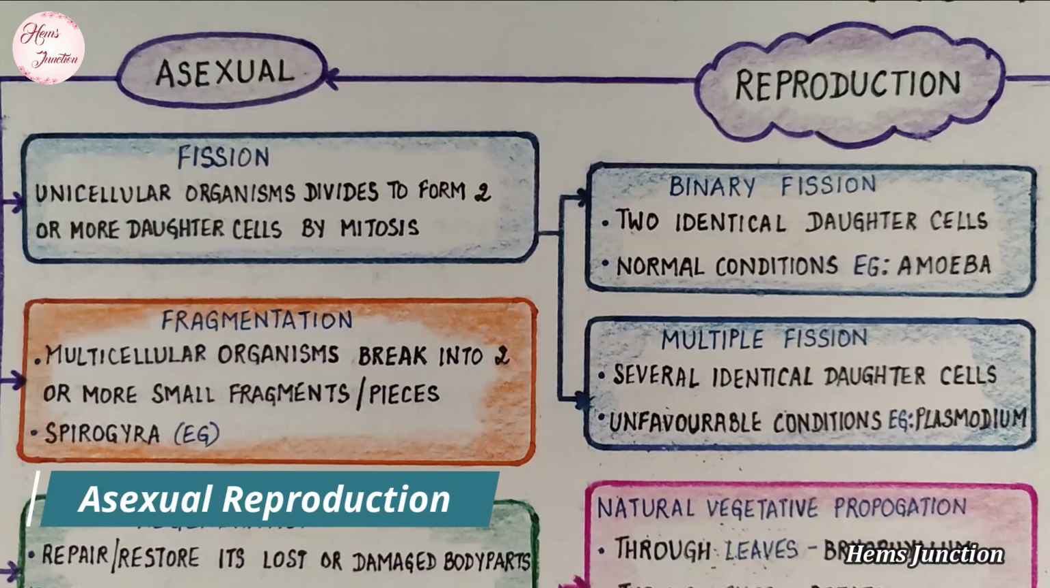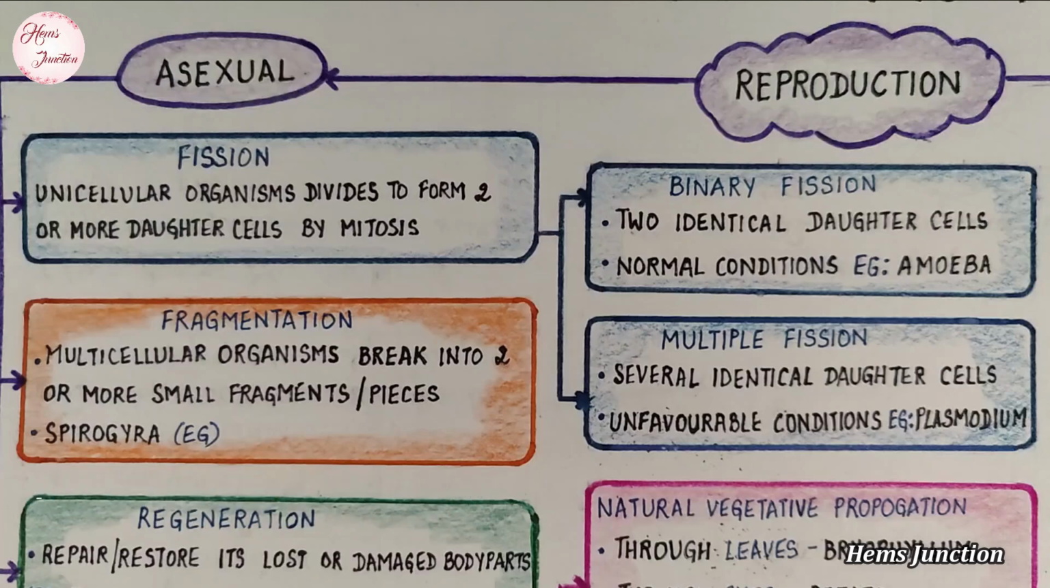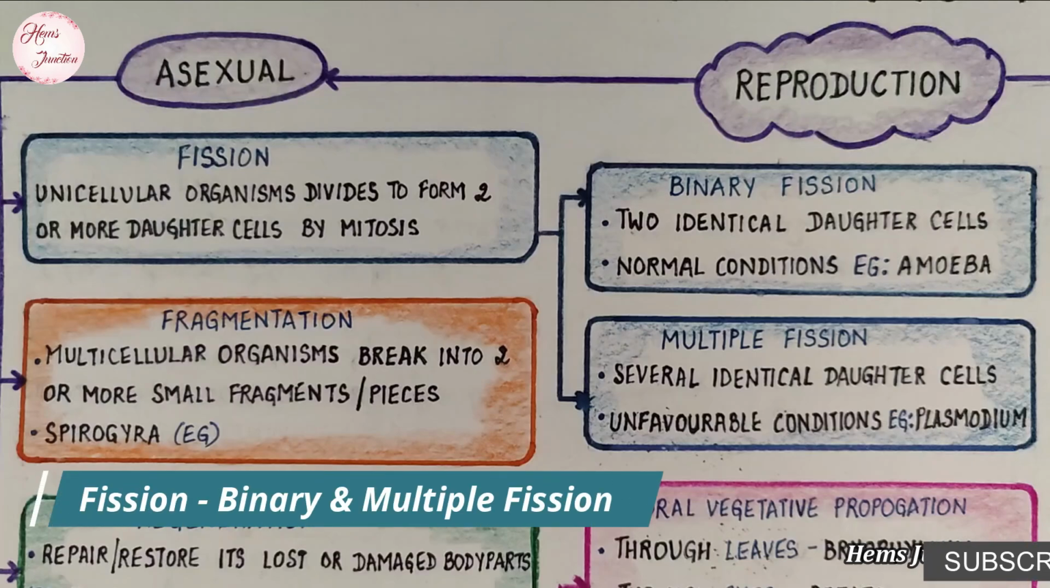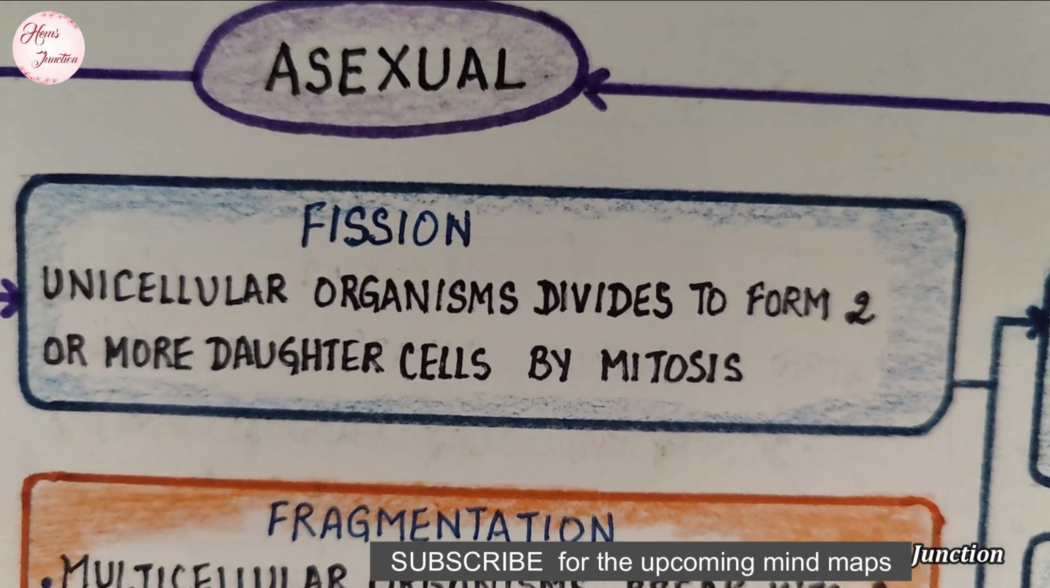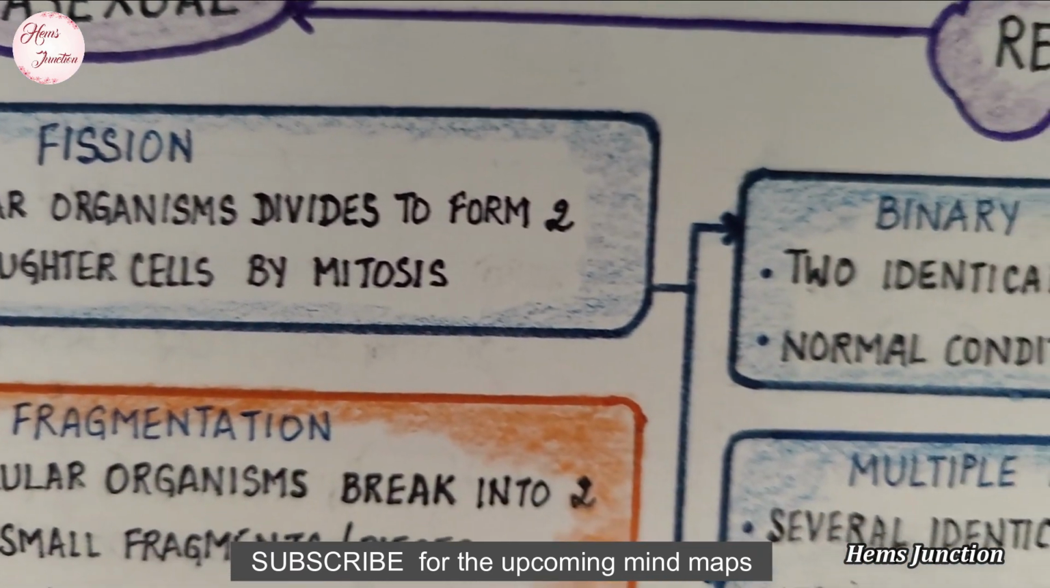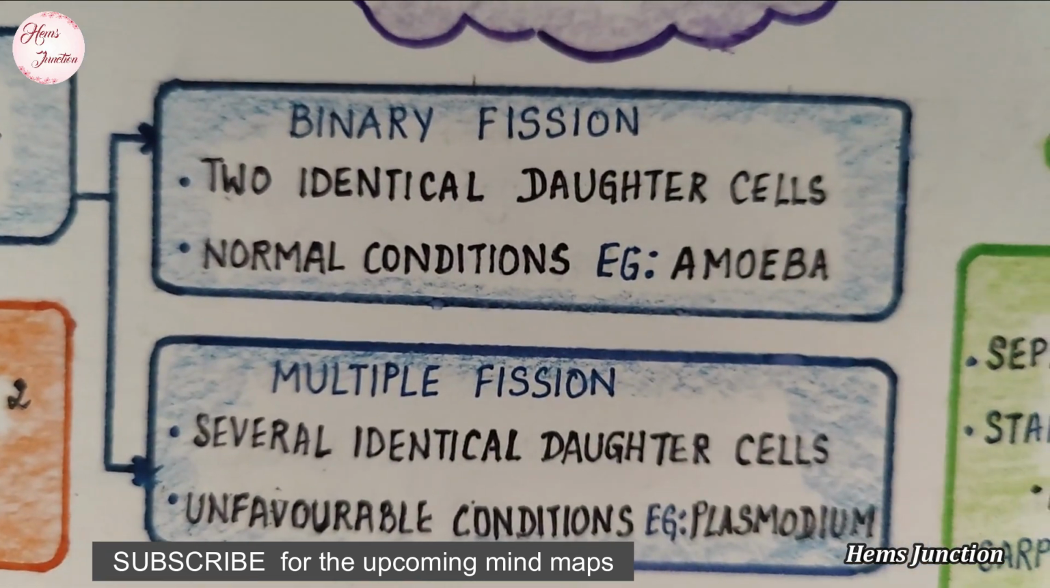Let's see the different modes of asexual reproduction. Fission. The process of reproduction by which a unicellular organism splits into two or more than two separate daughter cells. It is of two types, binary fission and multiple fission.